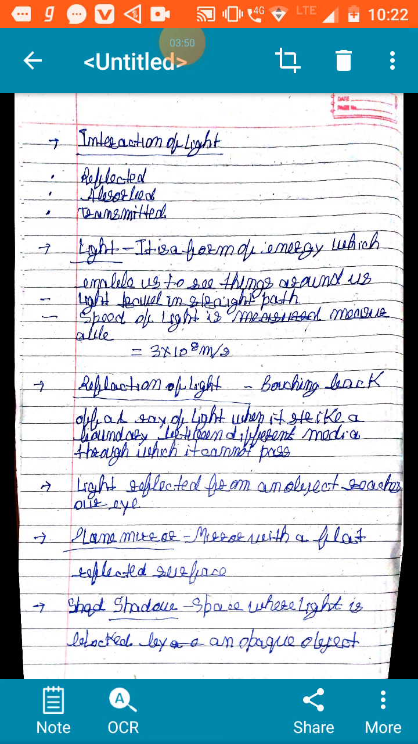Pinhole camera: a camera with a single tiny aperture.